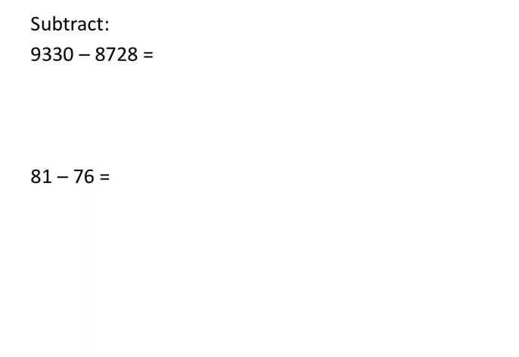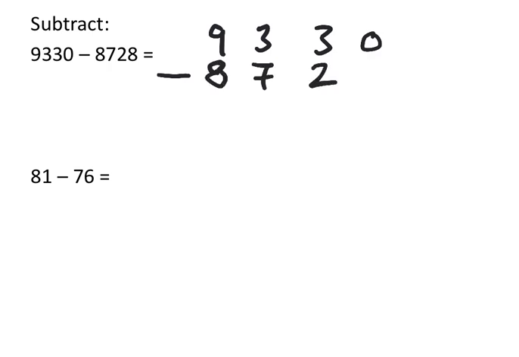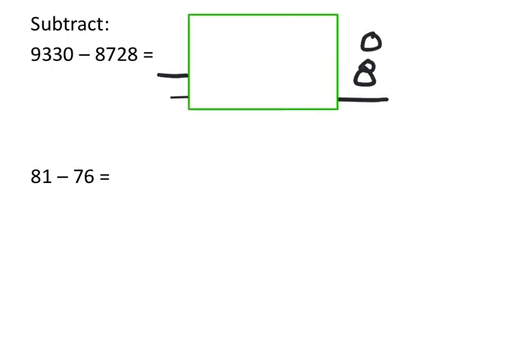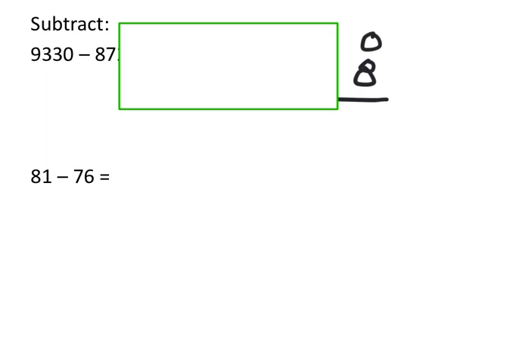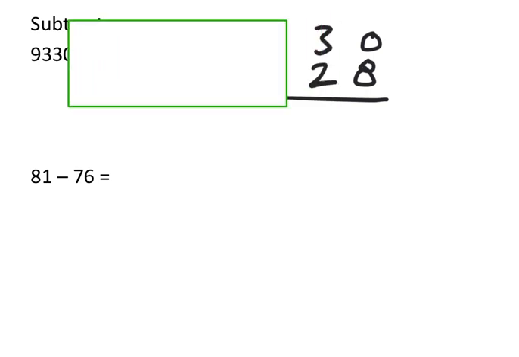So let's set this up. So we got 9,330, each digit in its respective place value, and we're going to subtract 8,728. And we'll notice right away, just in the ones place value, that we don't have enough to take away that 8, right? You can't have nothing and then take away 8. It's just not enough to take 8 away from. So yeah, we got to look to the next place value. This one's going to work directly.